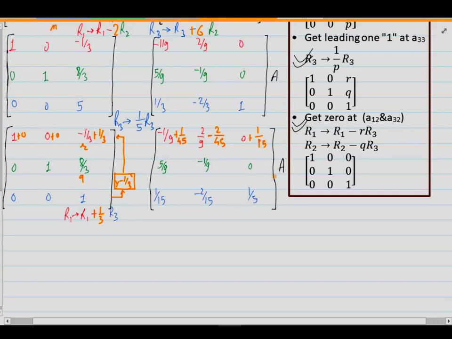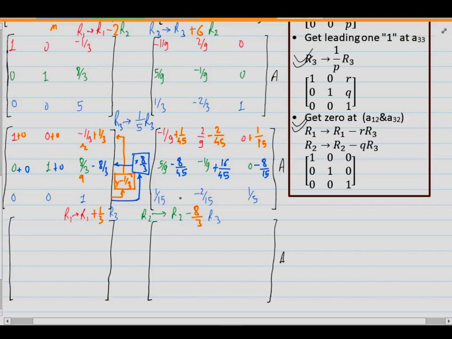So here we will get 1 by 15. Okay, now it's time for the second operation, which is R2 gives R2 minus Q, which is 8 by 3 R3, right? So here we have to multiply third row to 8 by 3 and add to the second row. So it will give us plus 0 minus 8 by 3. Same thing on the right side will give us minus 8 by 45 and plus 16 by 45 and minus 8 by 15. Thank God we completed this step. Now in this process our third row will be as it is. So let's write down as it is.